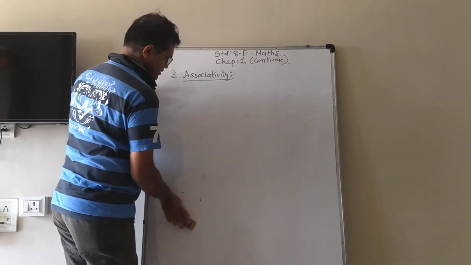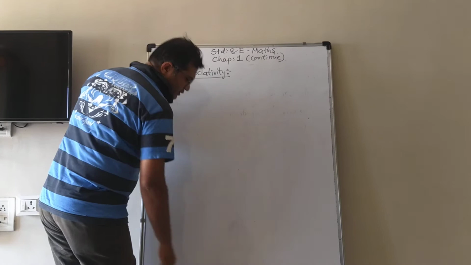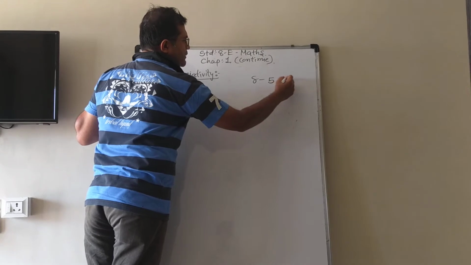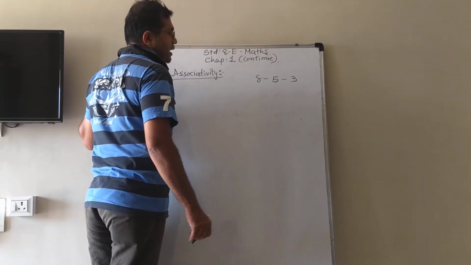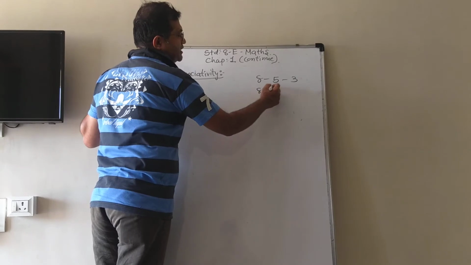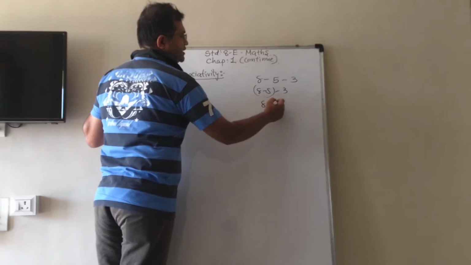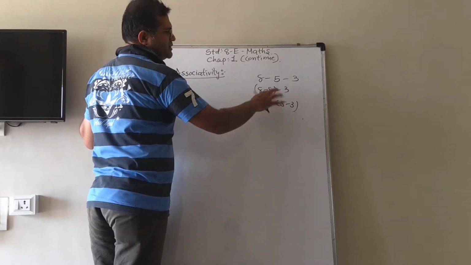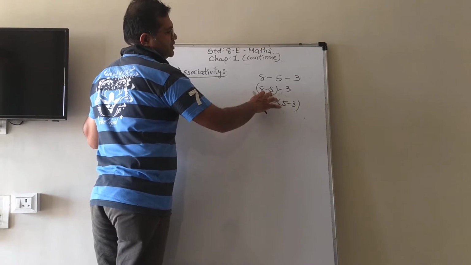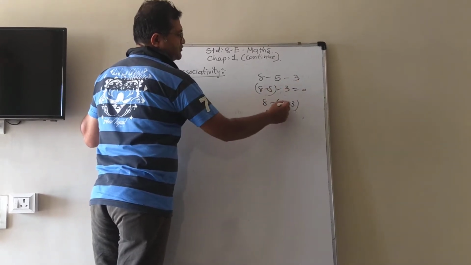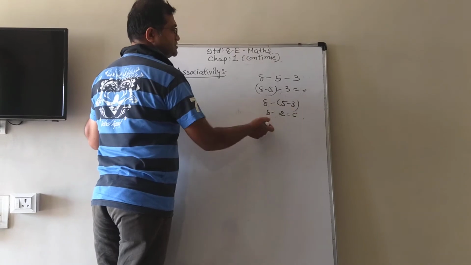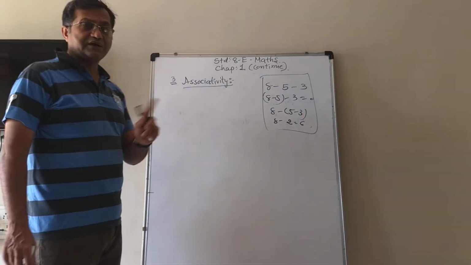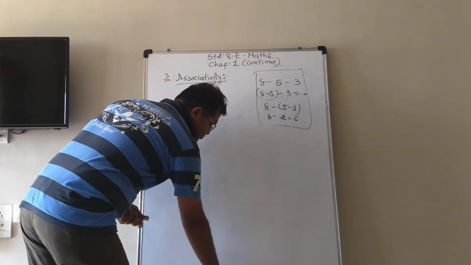Subtraction, we already know about it because it is not possible. Like 8 minus 5 minus 3. You can't do that same, like (8 minus 5) minus 3 and 8 minus (5 minus 3), because then the answer will be changed. 8 minus 5 is 3, 3 minus 3 here 0. But here 5 minus 3 is 2. So 8 minus 2 is 6. So here we can say that for subtraction, rational numbers are not associative.